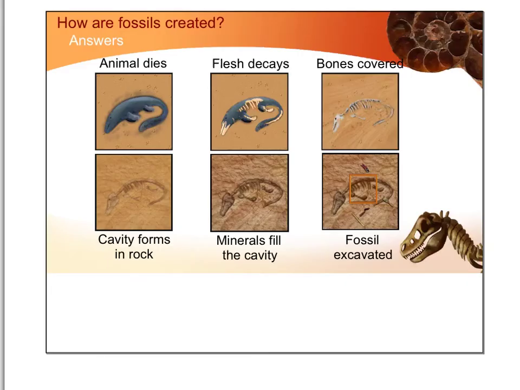All the different types of fossils now lead up to how fossils are created. First, the animal must die for the fossil to form. After the animal dies, flesh decays. This happens over a period of time. From there, you have bones that are covered, which leads to a cavity forming inside of the rock. Once the cavity forms, minerals can fill that cavity. And at that point, time later, you have a fossil that can be excavated.